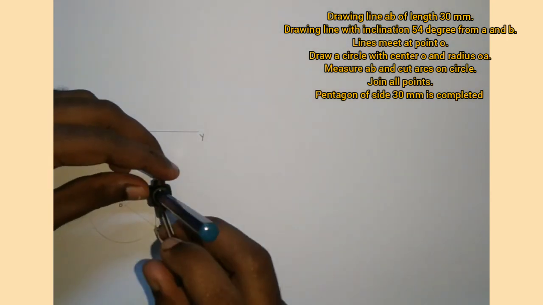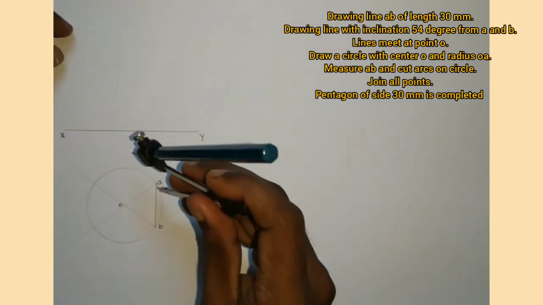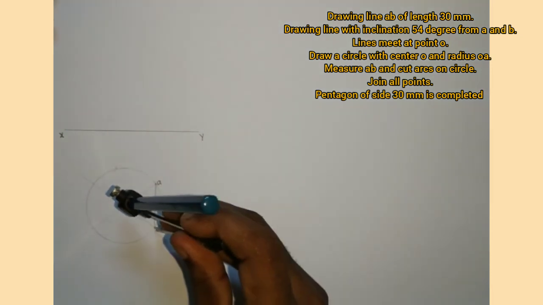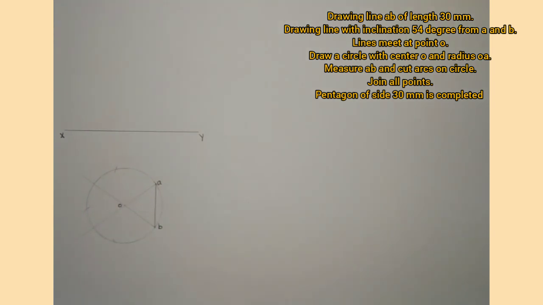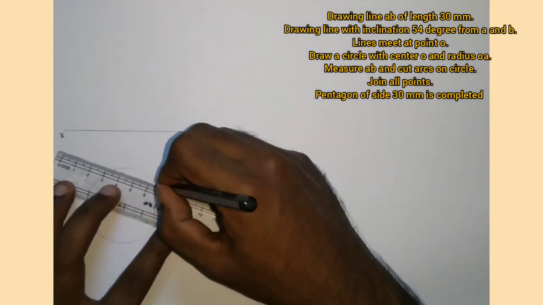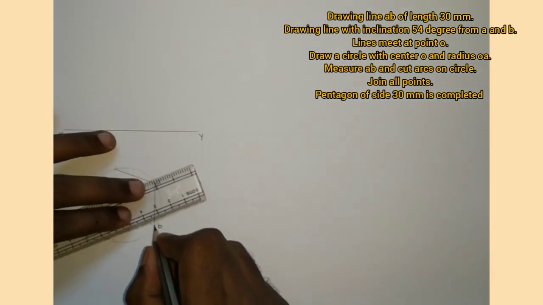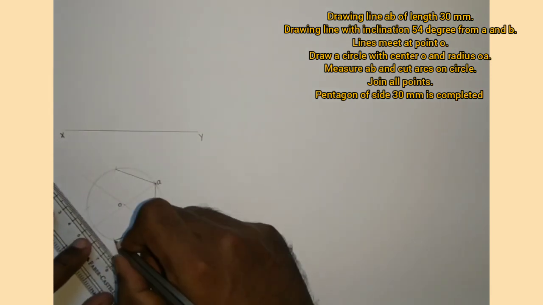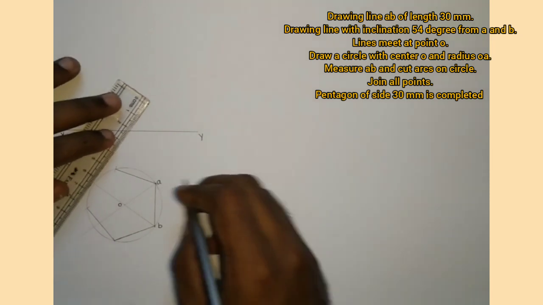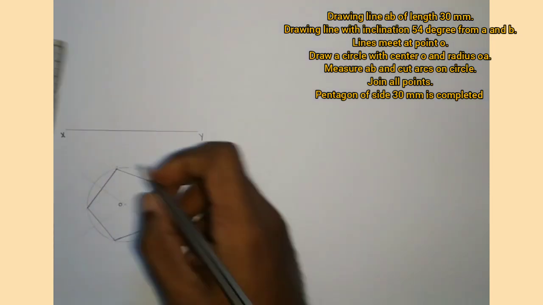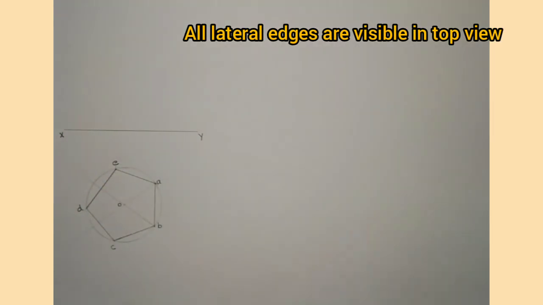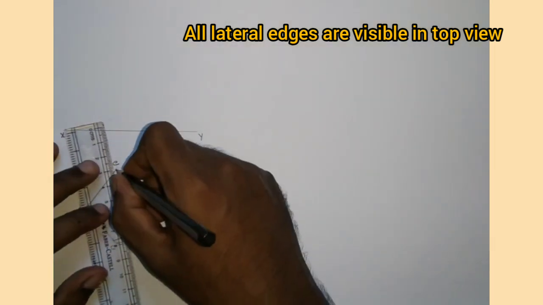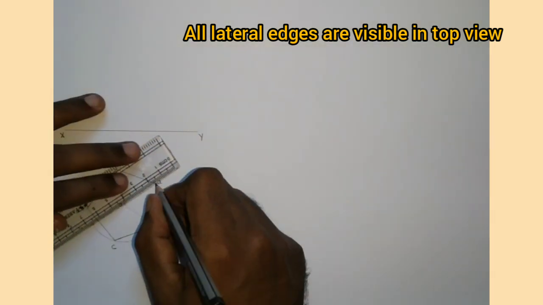And then we are measuring the length AB on the compass and cutting arcs on the circle. After joining all the points, you will get a pentagon of 30 mm side. Okay, we are naming the remaining corners, that is C, D and E, and we can see all the lateral edges in the top view. So we are drawing thick lines.